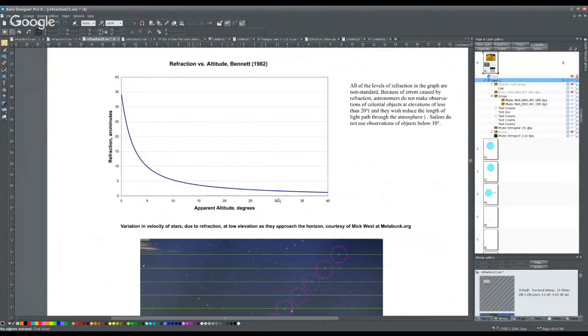So, for instance, we have a graph here showing that if you're looking up at an angle of 40 degrees, we're expecting this level of refraction, which is less than 5 arc minutes. But when you start coming to 15 or 10 degrees, things start to change dramatically. And astronomers are very reluctant to use angles of less than 15, although they can actually correct for a lot of this, but they'd rather not, thank you very much. And sailors who are using stars to get their position, latitude, whatever, don't like looking at stars below about 10 degrees.